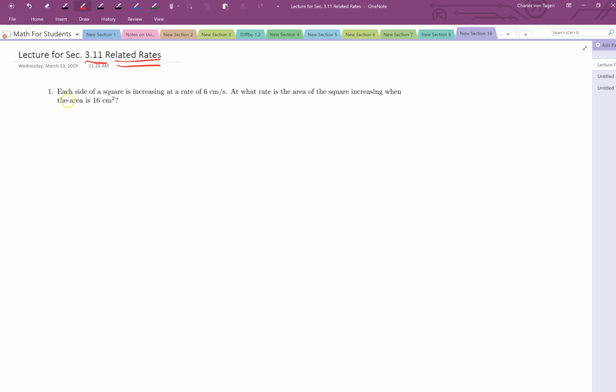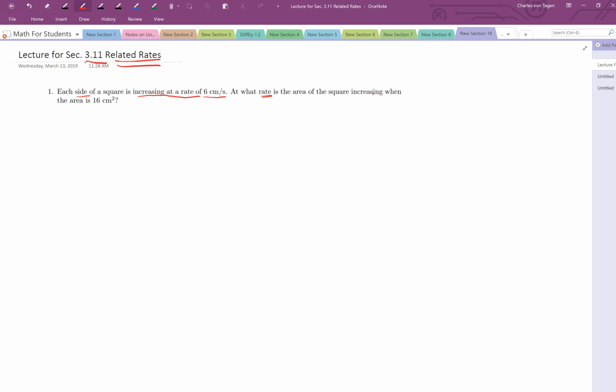Let's read through this question real quick. We're told that each side of a square is increasing at a rate of 6 centimeters per second. So the sides are increasing at that rate. So we're asked the question then, at what rate is the area of the square increasing? Okay. So this is what's called a related rates question.